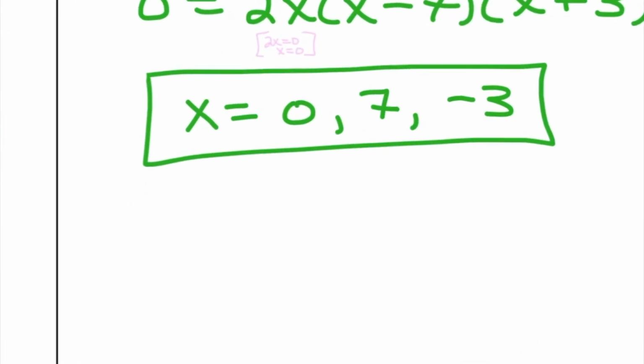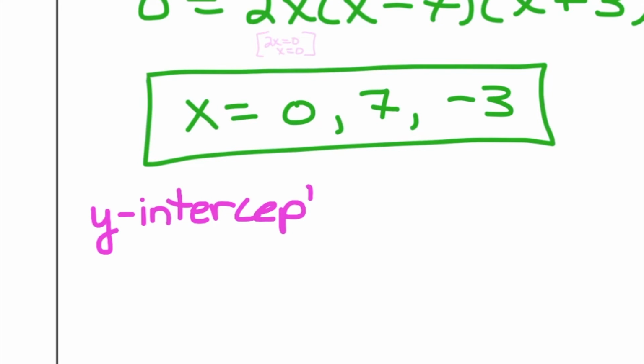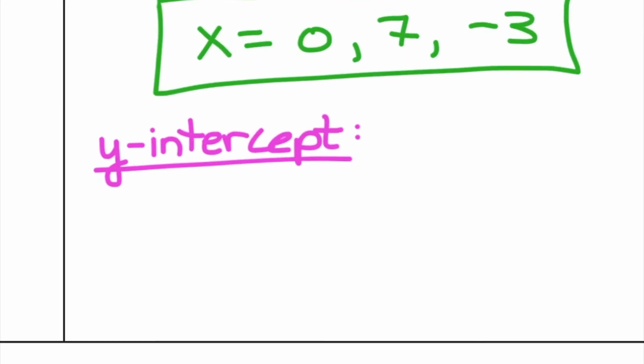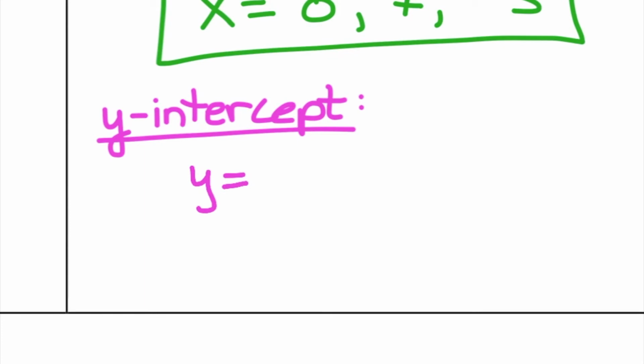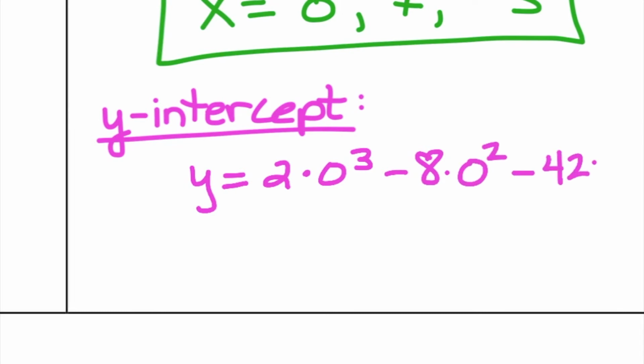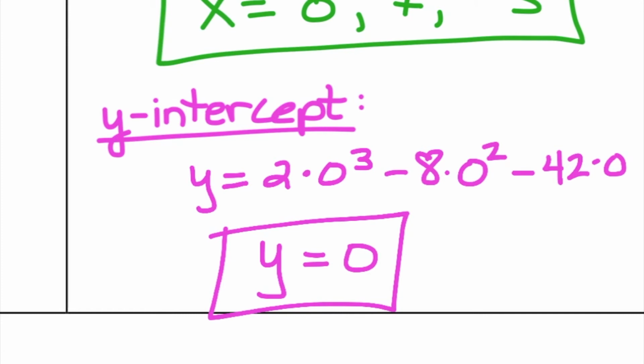To find the y-intercepts, you write y equals and then change all the x's to zeros, and in this case everything has an x. So 2x to the third is 2 times 0 to the third, minus 8 times x squared, which is 8 times 0 squared, minus 42 times 0. Every term has a 0, so your y-intercept is 0. And remember that if you have an x-intercept of 0, then your y-intercept is also going to be 0. So that should make sense to you.